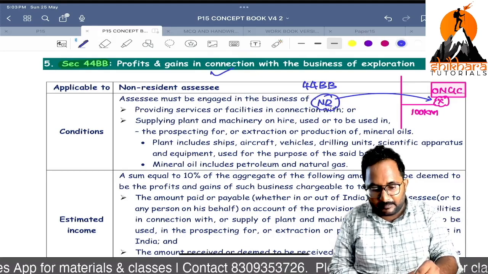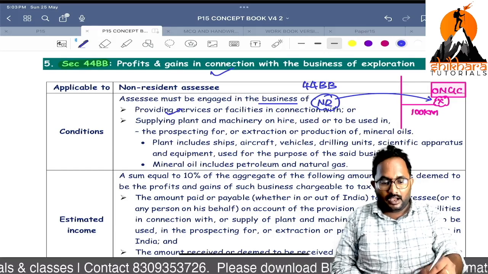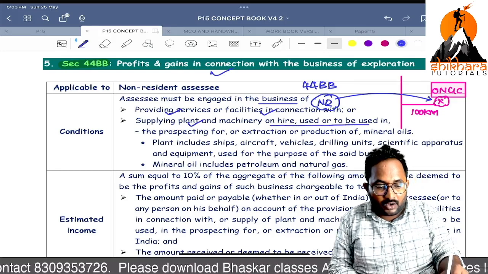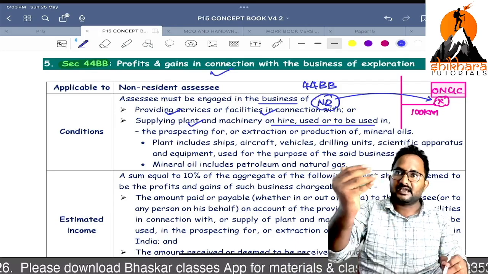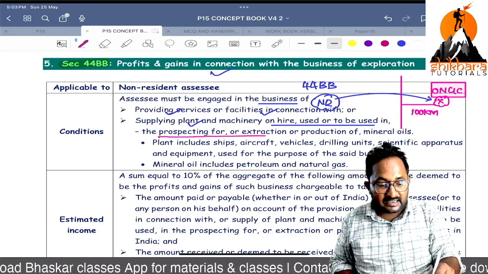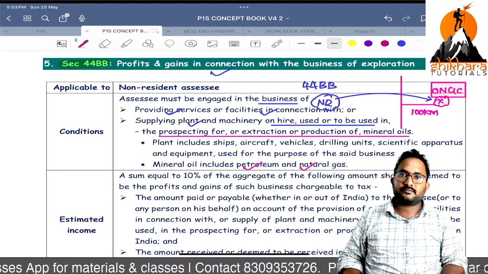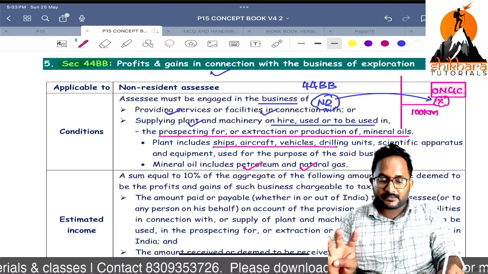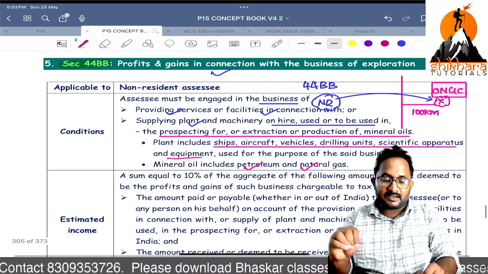So that is the point. For example, the assessee must be engaged in the business of, what is a business, ma? Providing some services or providing some facilities, or he can supply some plant and machinery also, or he can supply all the things on hire basis. So the non-resident gives support in terms of what, ma? Giving the machineries, or giving some connected services also. For what business, ma? Prospecting, extraction, exploration of mineral oils. Here mineral oils means what, ma? Petroleum, natural gas. Plant means all these things. Ships, aircraft they can supply. Yes ma? Vehicles, drilling units, scientific equipment, all these things are supplied.